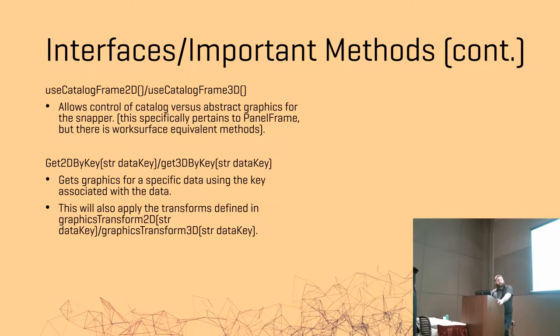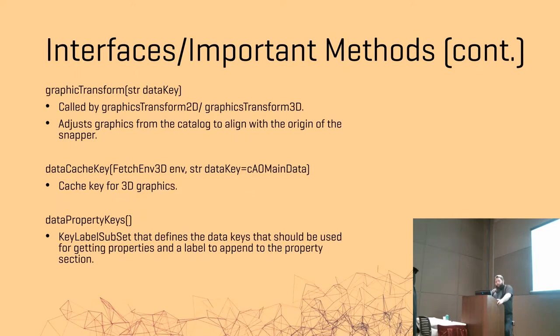This will also call graphic transform 2D and graphic transform 3D, which I'll go into in a little bit of detail here. Those call graphic transform, passing the key as well. This is where you would adjust your catalog graphics to sync up with the origin of your snapper. And then we have our data cache key. If you need to add any options to your cache key, you can do so here.